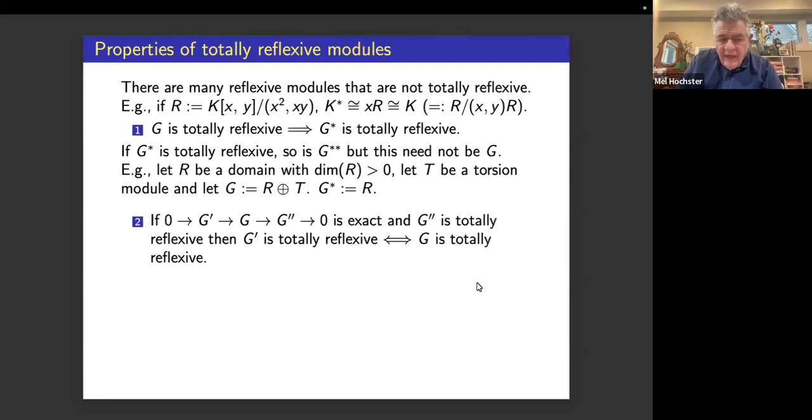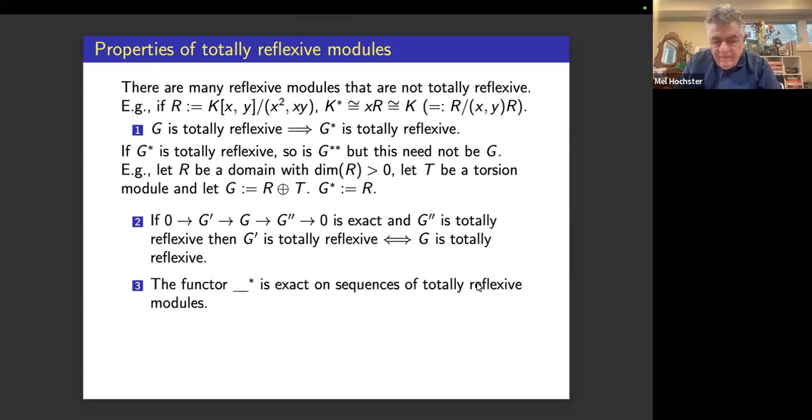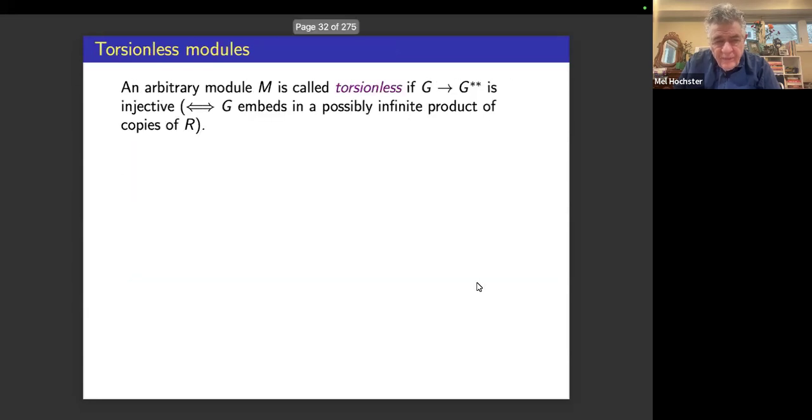So I'm going to talk about several properties of totally reflexive modules briefly. One of them is that if you have a short exact sequence and the rightmost module is totally reflexive, then for G and G prime, the other two, one is totally reflexive if and only if the other is. And the dualization functor is exact on exact sequences of totally reflexive modules.